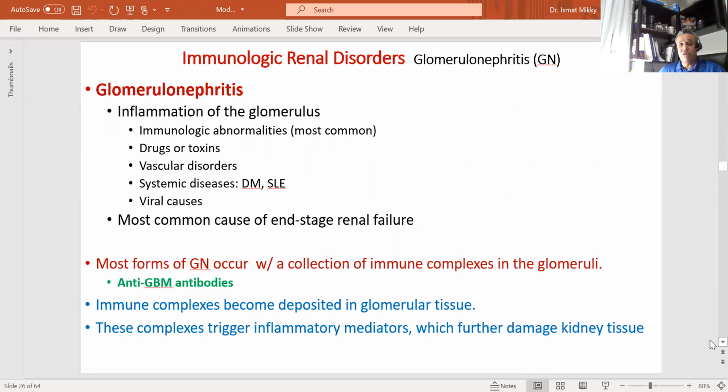Glomerulonephritis, which is the inflammation of the glomerulus, could result from different reasons. It's an autoimmune disease, first of all. It could result from drugs, toxins, vascular disorders, systemic diseases like diabetes or systemic lupus erythematosus, or viral causes.